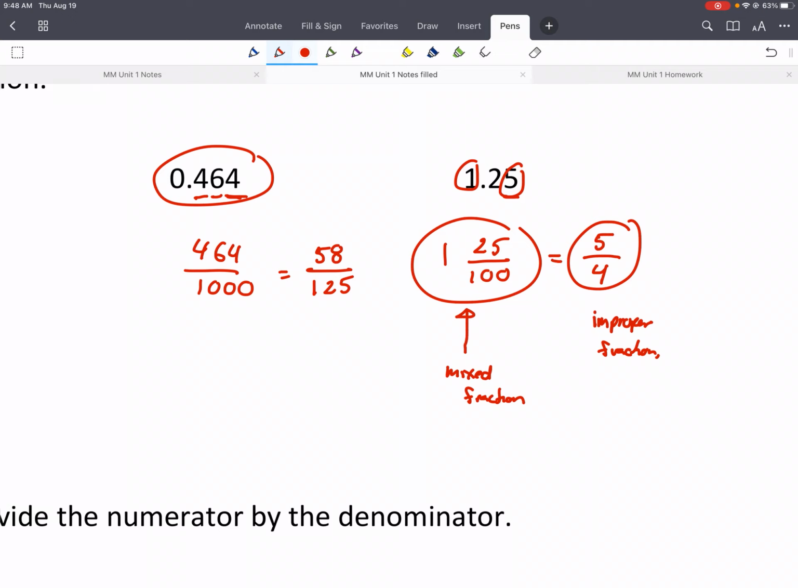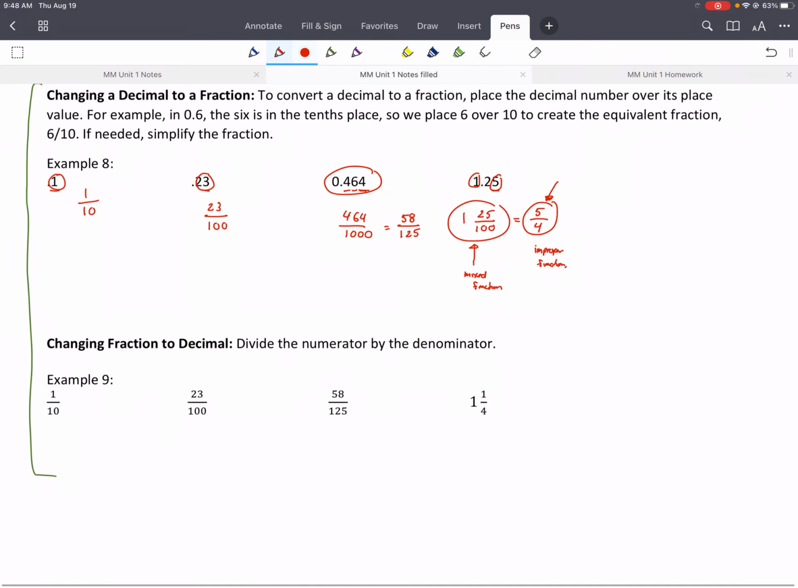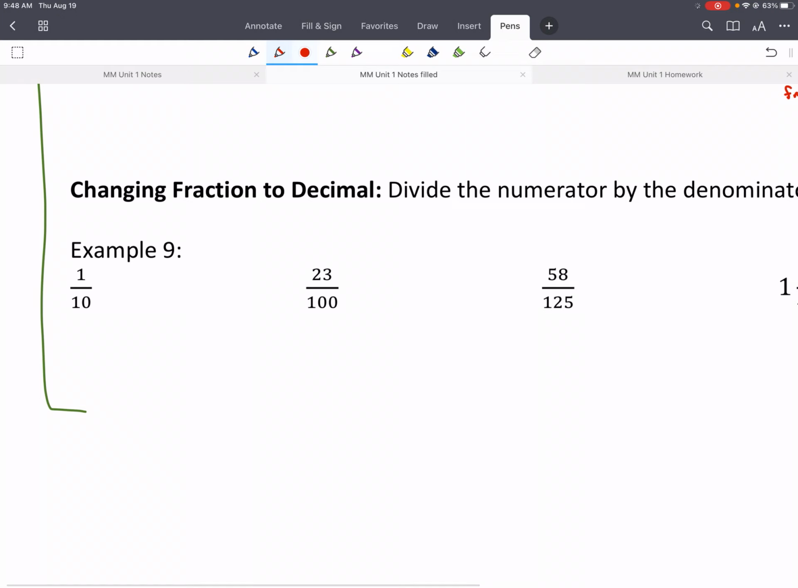So when we come up to our next two lessons, I'm going to require you to write all your answers as improper fractions. Okay? All right, so just use your calculator for those. And then switching from fraction to a decimal, this is nice and easy if you want to use your calculator. All you need to do is plug this into your calculator: 1 divided by 10, or 23 divided by 100, or 58 divided by 125. Okay? If you do that, it will write your answer.